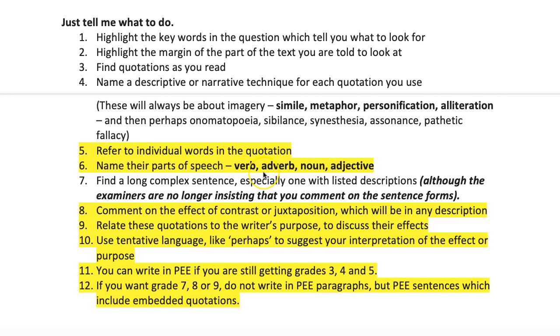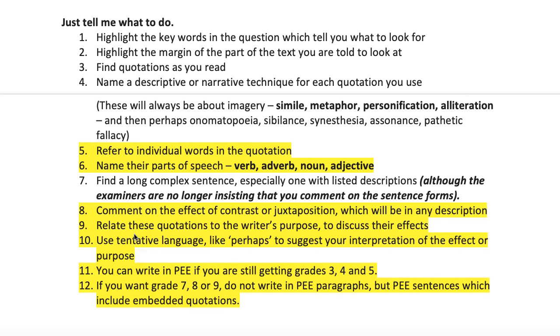You will always find that the text that you're given is built around contrast. Juxtaposition really means the same as contrast, and you will always be able to write about why the writer has decided to contrast one thing with another. I've got videos on contrast. If you don't know what this means, just search for them within my channel.